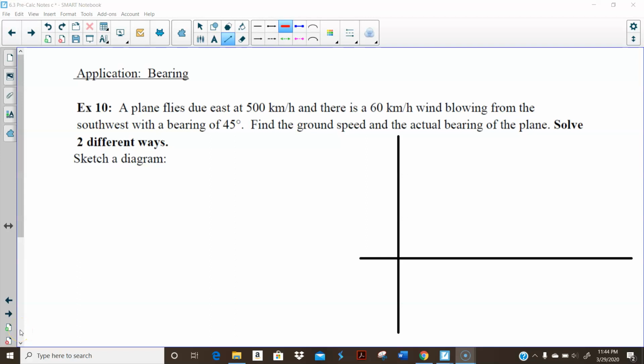Hello, I'm hoping you've had time to go over this application bearing problem. Let's look at it together and see how you did. Example 10 on page 132 in your note guide.